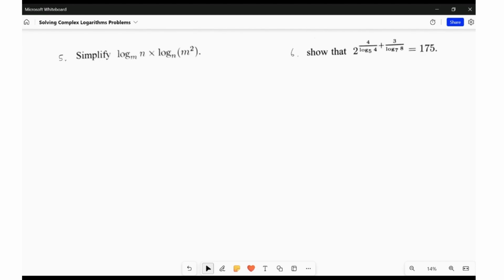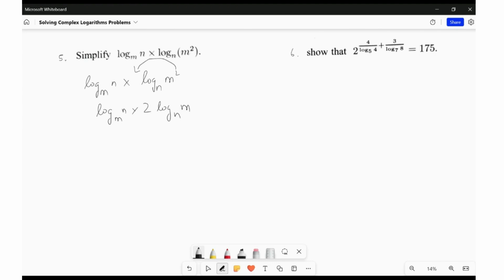Now we have two more problems, fifth and sixth. So fifth is pretty easy. I think that some of you must solve it in your minds. On this we have log n base m into log m squared base n. We can just bring 2 here. Now log n base m into 2 log m base n. Now we can write log m base n as 1 by log n base m to make them both equal. So log n base m into 2 by log n base m, these two cancel out. So our final answer is 2.